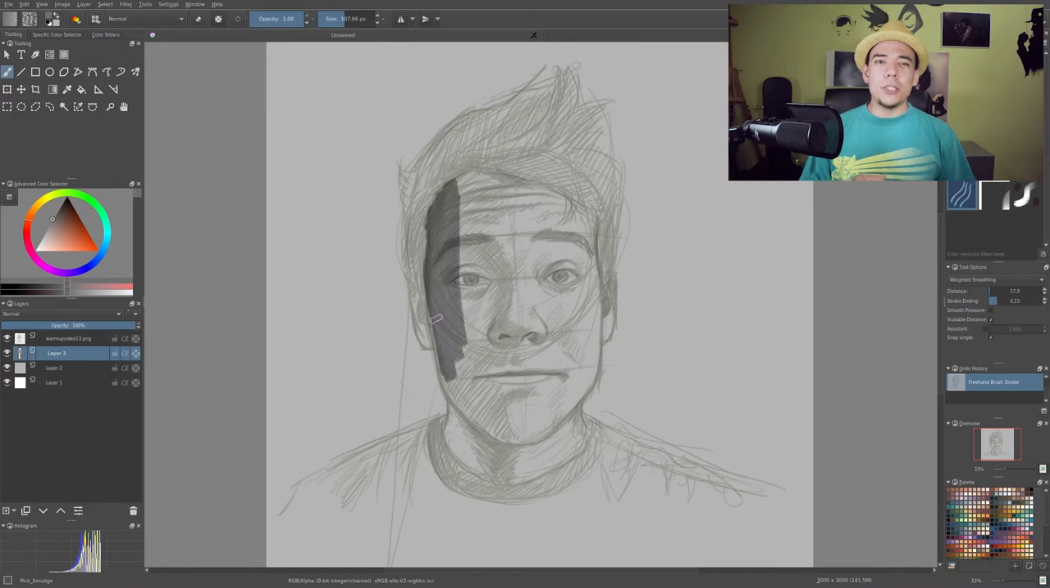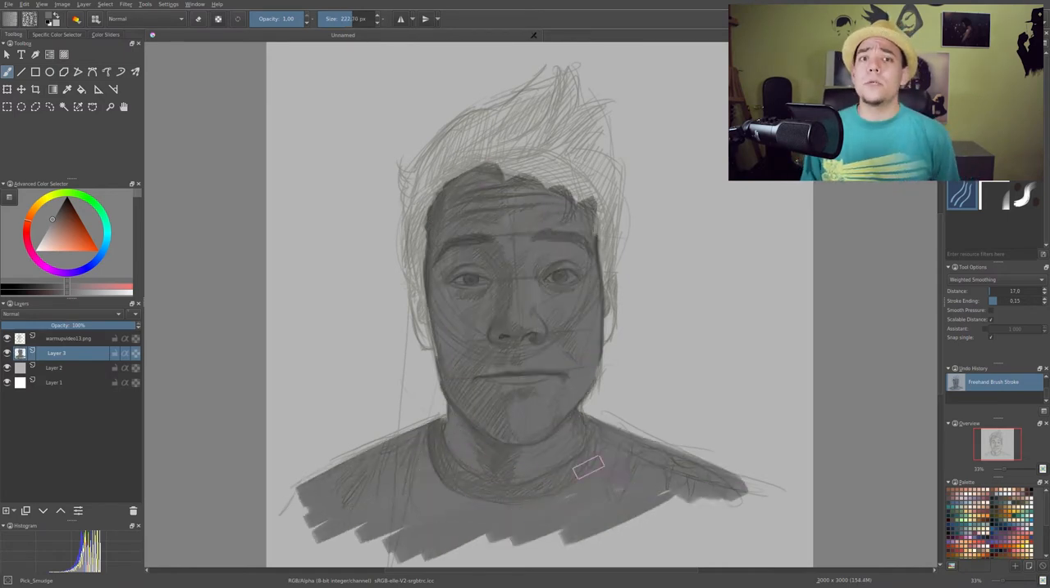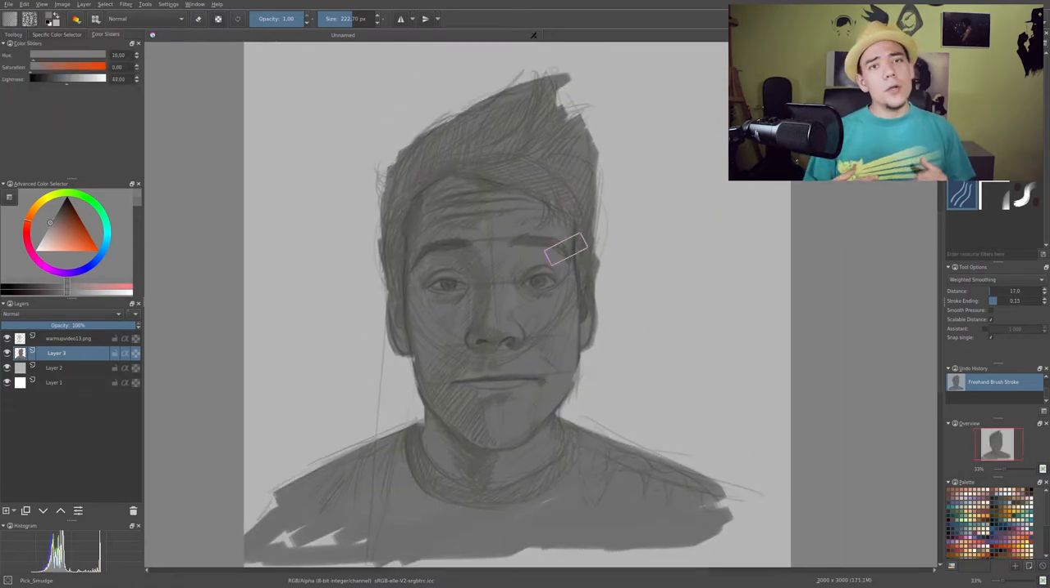Today, it's going to be about shading faces, and I will go about shading and values in general, because I think it's quite important to know these things.